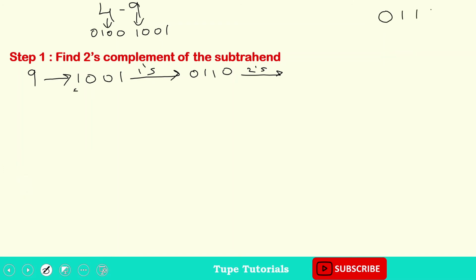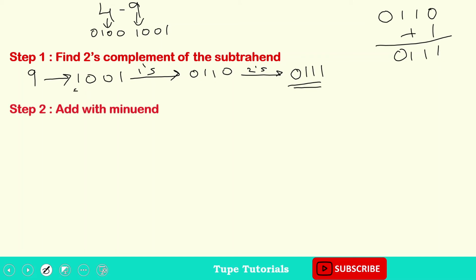0 1 1 0 plus 1. What will we get? 0 plus 1 is 1. 1 plus 1, sorry, 1 again as it is 1 0. So what we got? 0 1 1 1. So this is the 2's complement of 9. Next step, add with the minuend. So what we will do? Add it: 0 1 0 0 plus 0 1 1 1.